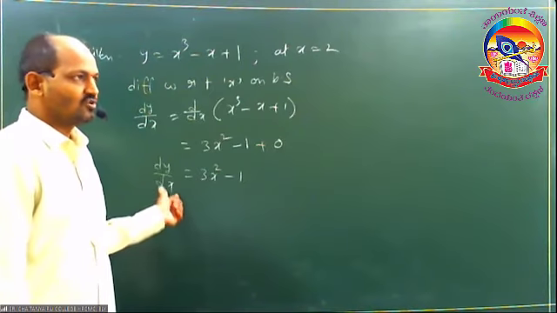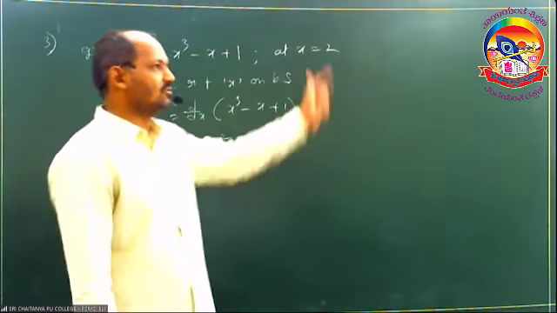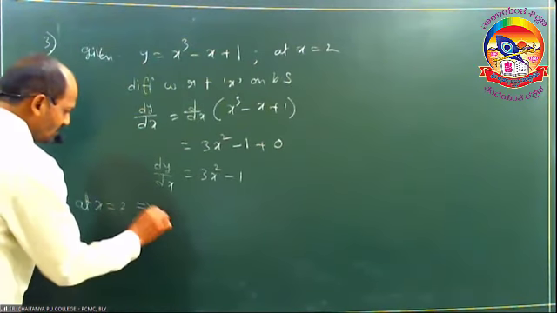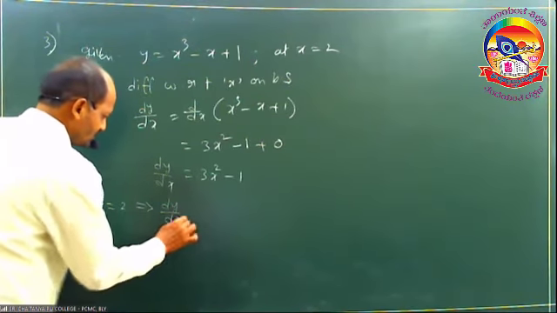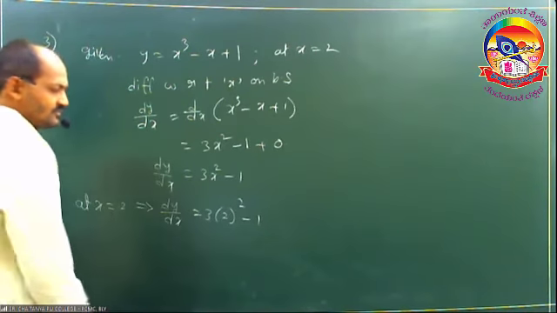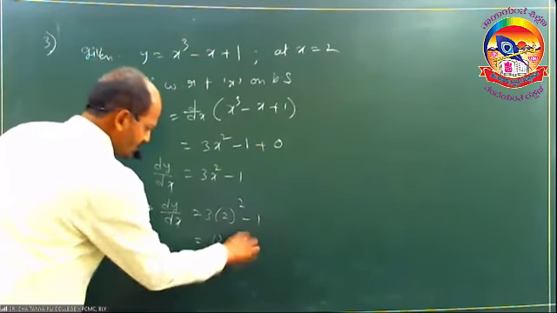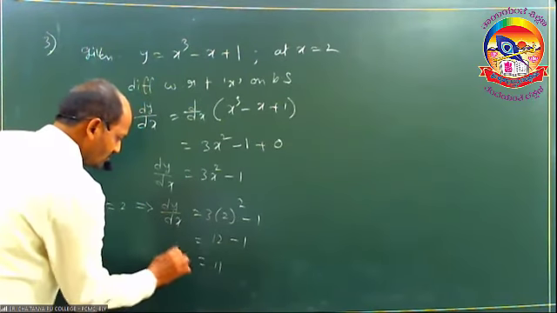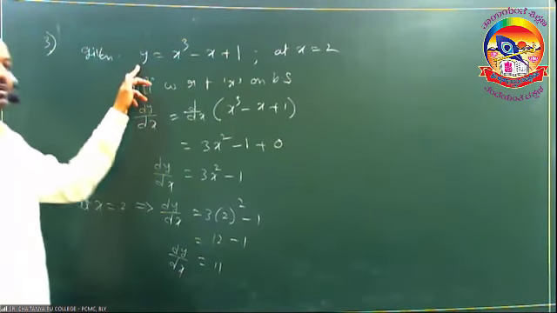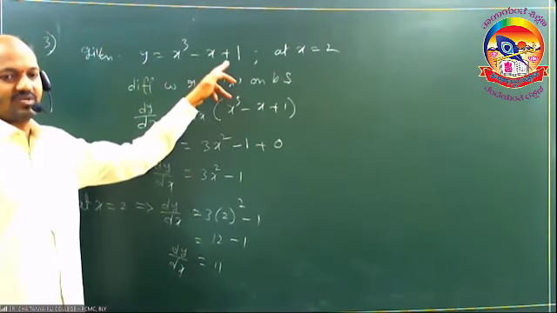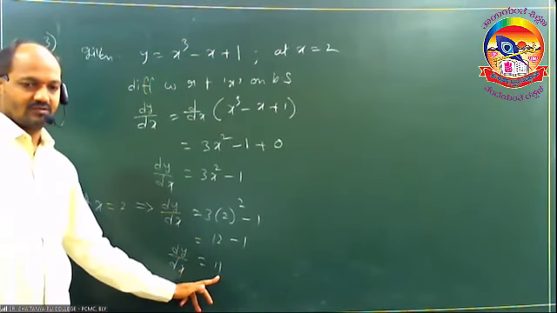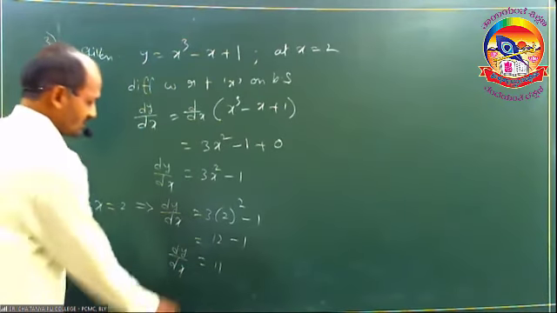But we need the slope of tangent of this curve at x equal to 2. Therefore, at x is equal to 2, dy by dx is equal to 3 into 2 square minus 1. So it is 12 minus 1, that is equal to 11. Therefore, slope of tangent to the curve y is equal to x cube minus x plus 1 at x equal to 2 is 11. That is the conclusion. Okay, copy this one.